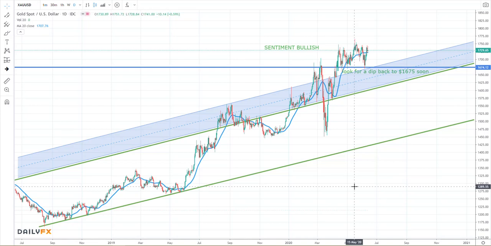This is your weekly analysis for the price of gold, so gold versus the US dollar. The date is June 14th, 2020. It is 12:27 p.m. Eastern Daylight Time.